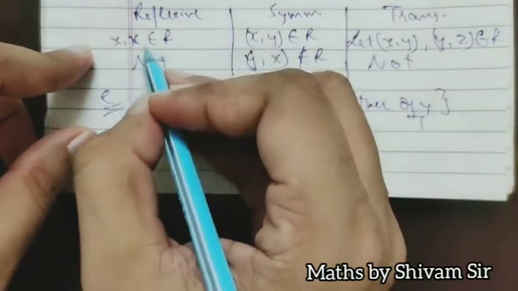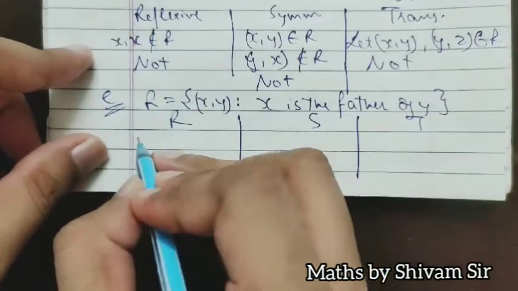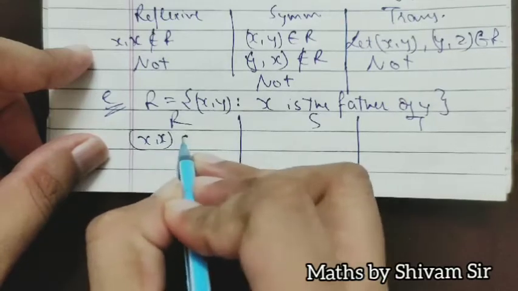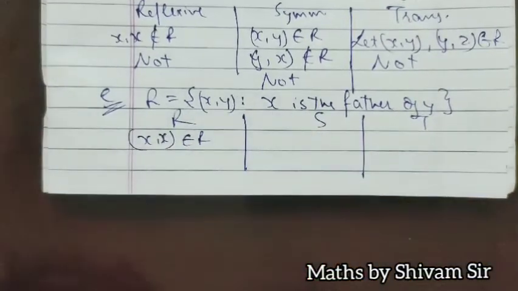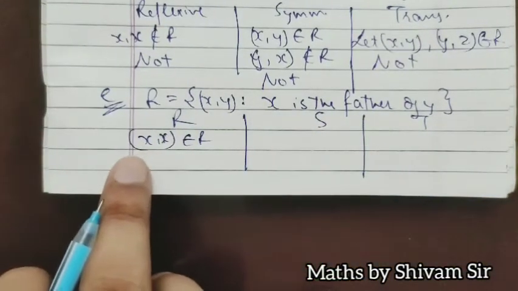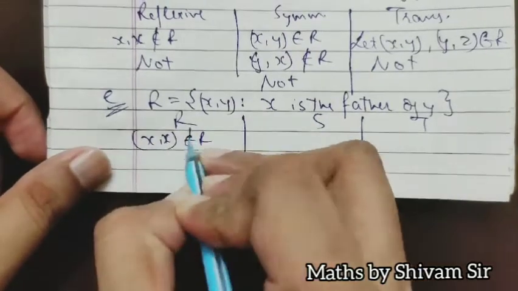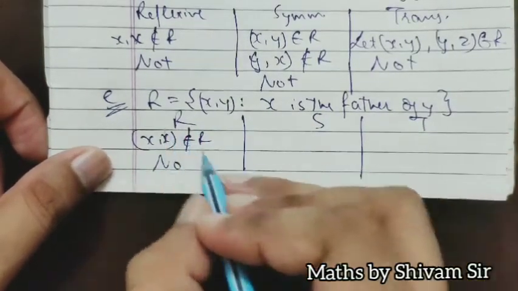So here put not equal belongs to. So (x,x) does not belong to R. This is the next part: x is the father of y. So x cannot be father of himself. So (x,x) does not belong to R. So no, this is not reflexive.